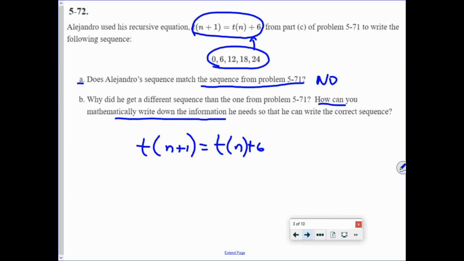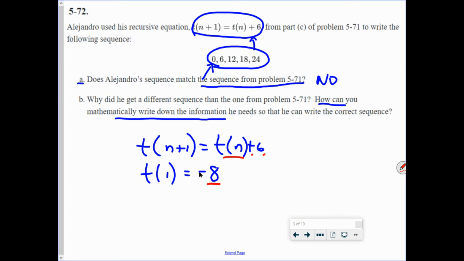Well, to do that, I have to do one more step. I have to tell whoever's writing it where to start. Doesn't that make sense? Right here, they chose to start at 0. But if I tell them, do this, T of n plus 1 equals T of n plus 6, but I want T of 1, the first term, to be negative 8, now you know the first term in my sequence is negative 8, and to get the next term, I take the current term plus 6, so the next number would be negative 2, and then 4, and so on and so forth.